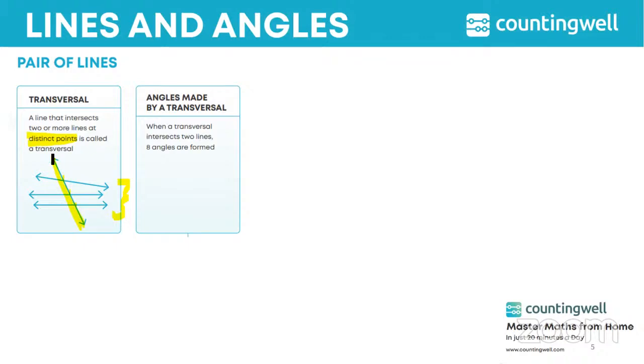When a transversal intersects two lines, it should have 2 points of intersection. When a transversal intersects three lines, then it should have 3 points of intersection. And for four lines, it should have 4 points of intersection, and so on. Now let us see what are angles made by a transversal. When a transversal intersects two lines, 8 angles are formed. Let us see which are these angles.